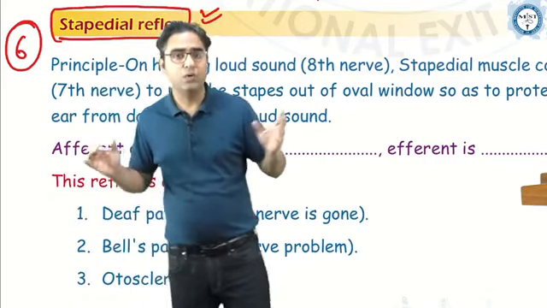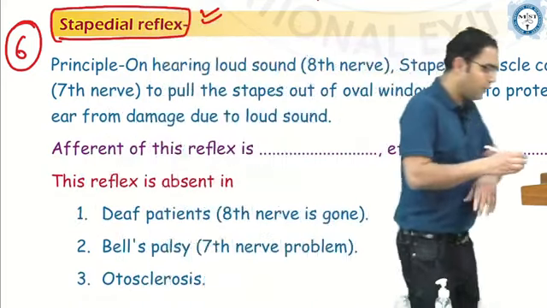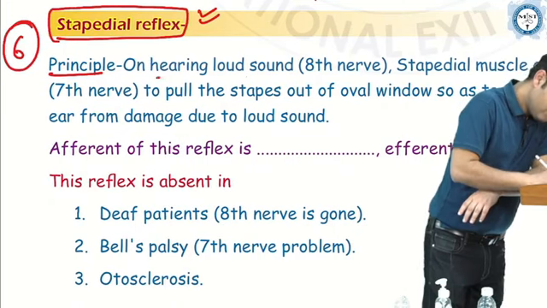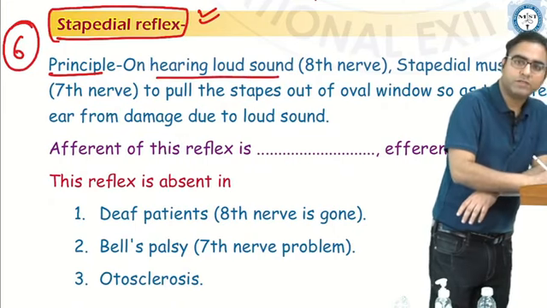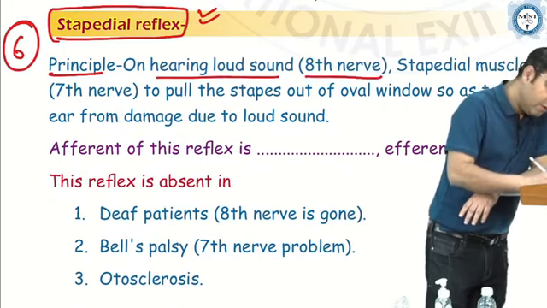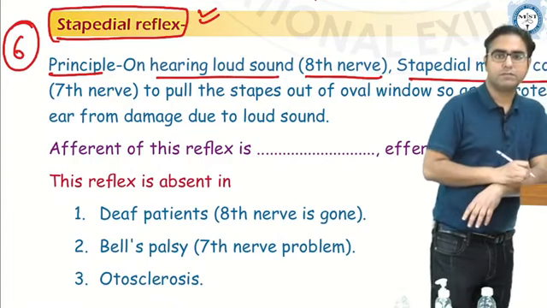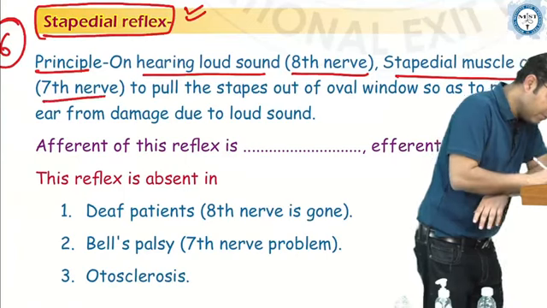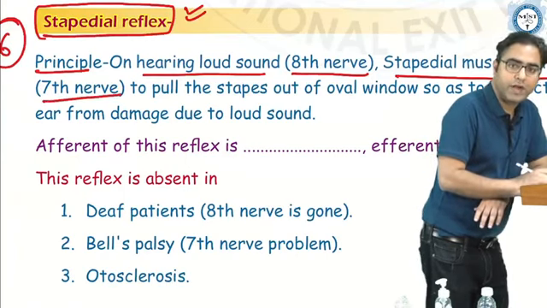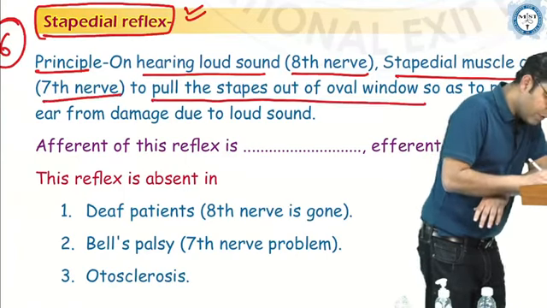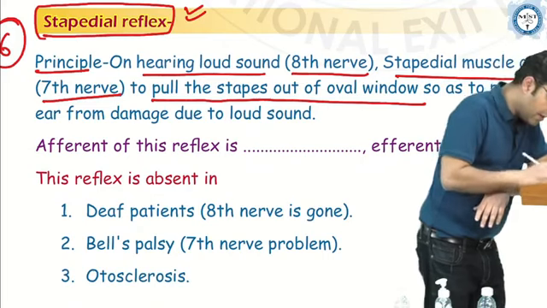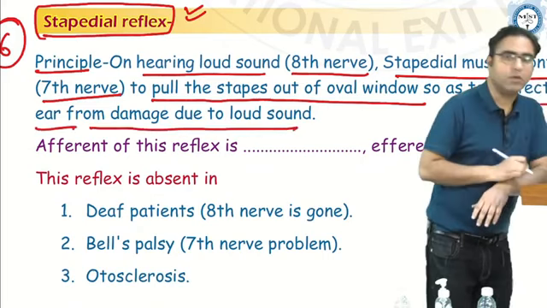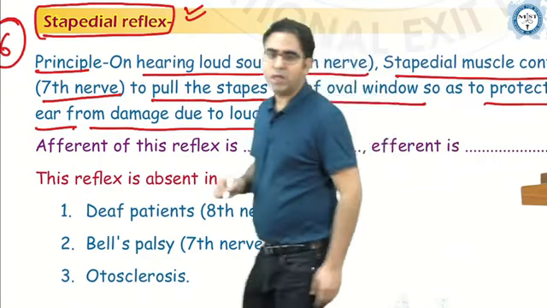On hearing loud sound. What is the nerve for hearing sound? 8th nerve. The stapedius muscle contracts. What is the nerve supply of the stapedius? 7th nerve. Why does it contract? To pull the stapes out of the oval window so as to protect the inner ear from damage due to loud sound.